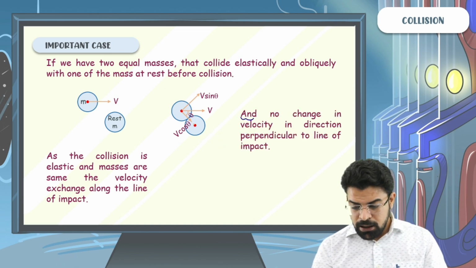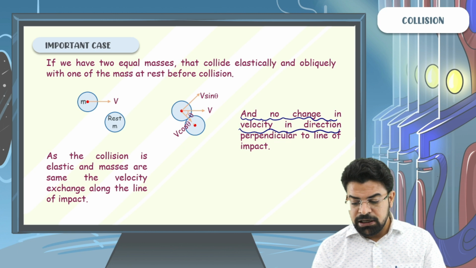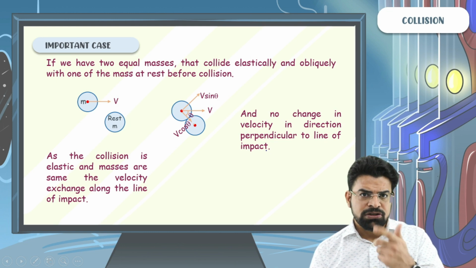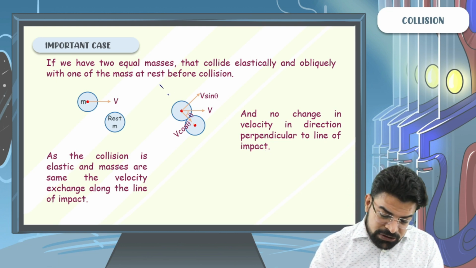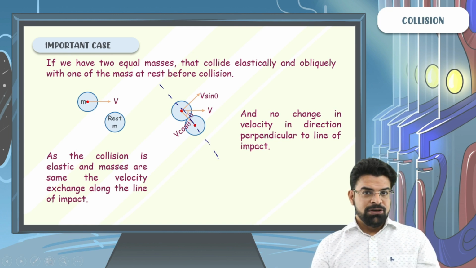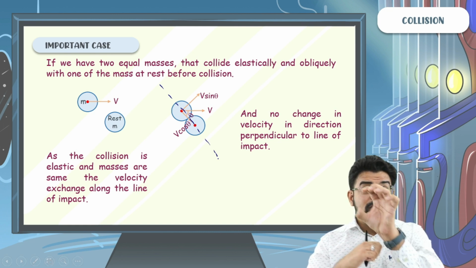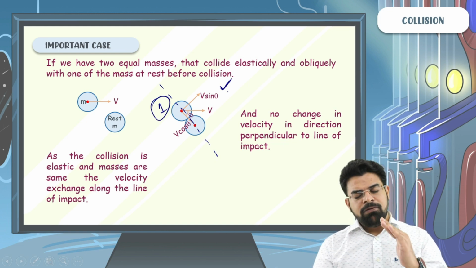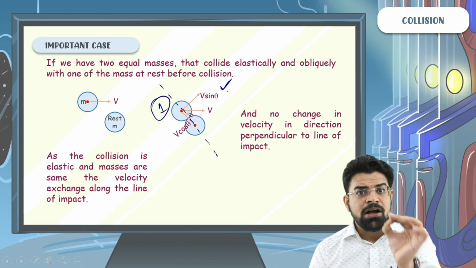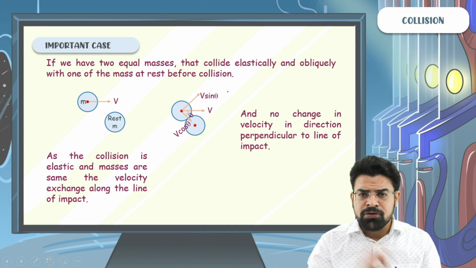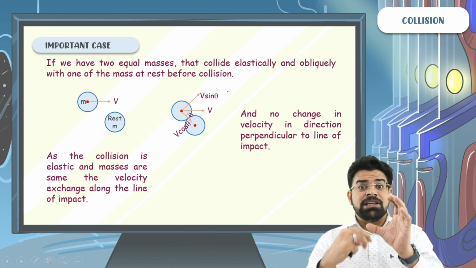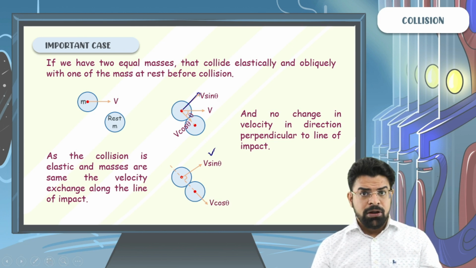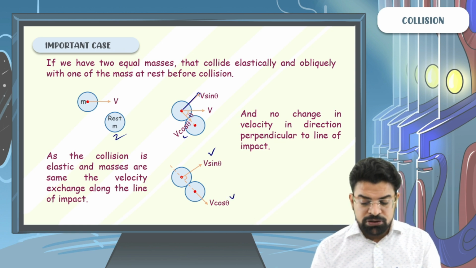So, there is no change in the velocity in the direction perpendicular to the line of impact. Sir, how do you know there will be no change in velocity perpendicular to the line of impact? Sir, the forces act along the line of impact. So there will be no change in velocity perpendicular to the line of impact. So the velocity of 1 perpendicular to the line of impact will remain v sin theta even after the collision. Now just after collision, the velocities will get exchanged along the line of impact. So this will have the same velocity v sin theta, while the second mass will start moving with a velocity v cos theta.